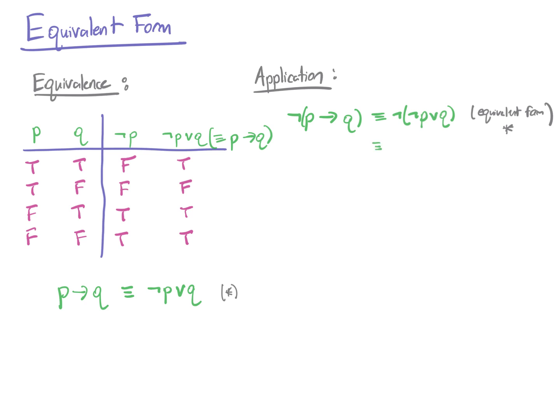Now, I'm going to use De Morgan's law. I'm going to pass this negation symbol through the or inside the parentheses, so I obtain not P and not Q. My justification here is De Morgan's. Now I can keep going. I have two negations in a row. I can cancel them out using the double negation property.